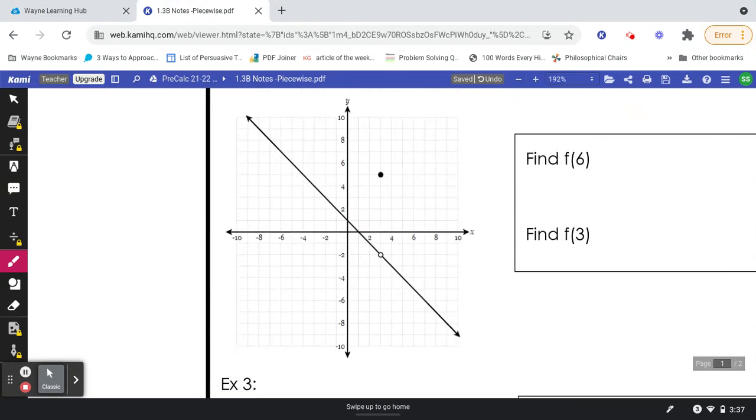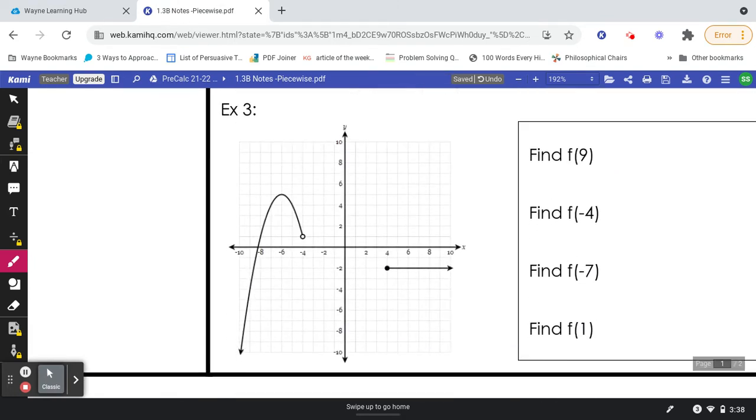All right, example number 2, f of 6. Here is 6. I look down to my graph right there, and I write down the y value of -5. F of 3, right here. Again, ignore the closed circle. You want to focus in on the open circle, which happens to be at 5.